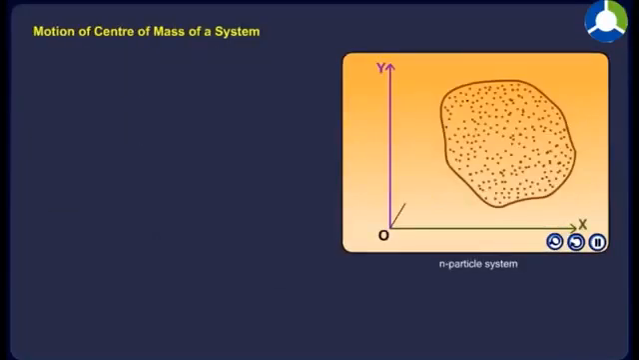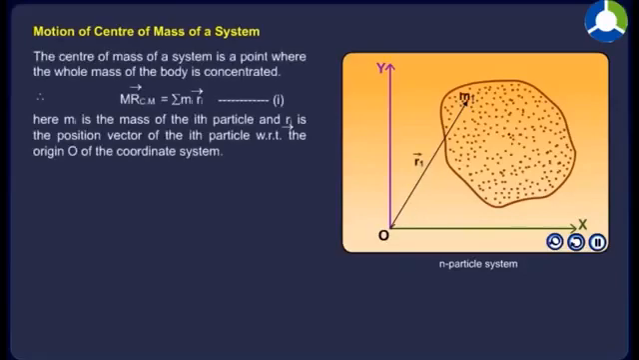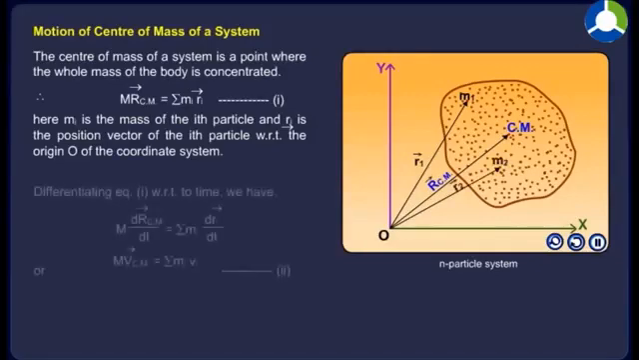Motion of center of mass of a system. The center of mass of a system is a point where the whole mass of the body is concentrated. Therefore, m vector r_cm = summation of mi vector ri, equation 1. Here, mi is the mass of the ith particle and vector ri is the position vector of the ith particle with respect to the origin O of the coordinate system.